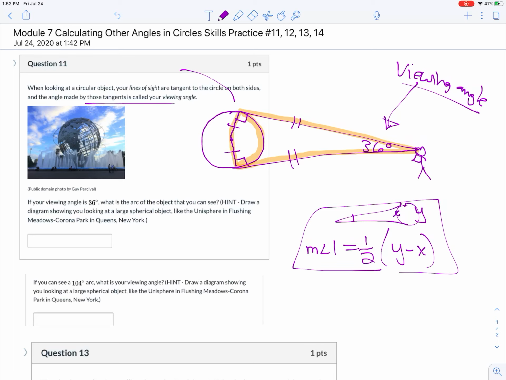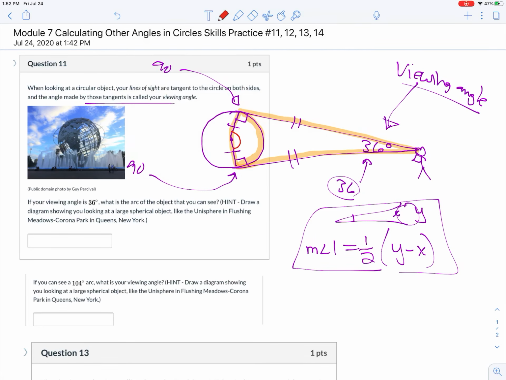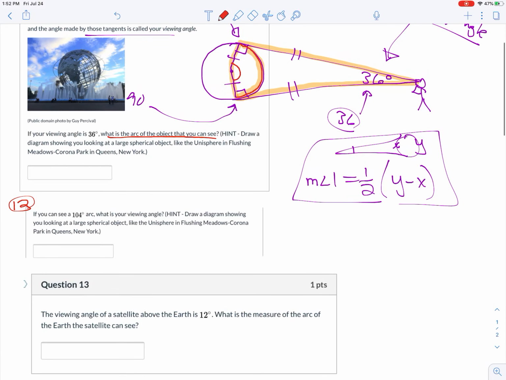If you have a quadrilateral where you know three of the angles, 90, 90, and that one's 36, you can find this angle, here it is in red, and that angle is a central angle which has an equal corresponding arc, which is going to be the arc of the object you can see. Very, very similar to number 12. It doesn't have the picture up here, but this is number 12.